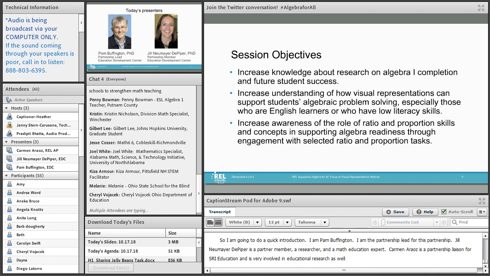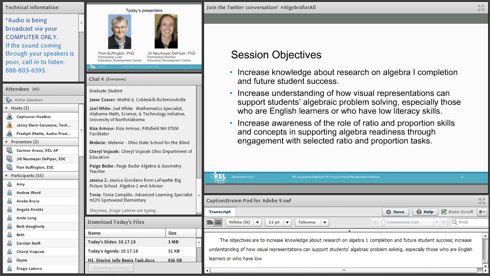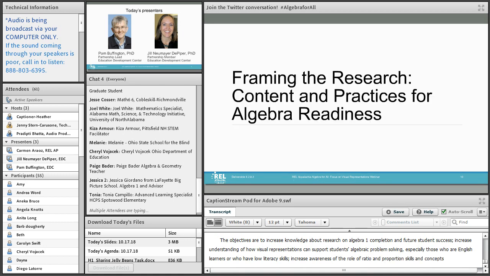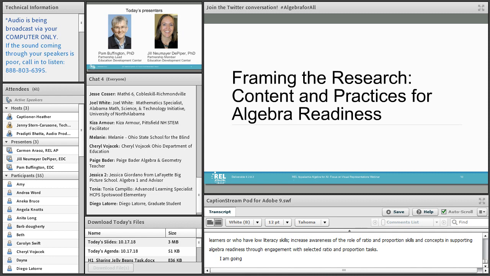The objectives are to increase knowledge about research on Algebra 1 completion and future student success, increase understanding about how visual representations can support students' algebraic problem solving, especially those who are English learners or who have low literacy skills, and increase awareness of the role of ratio and proportion skills and concepts in supporting algebra readiness through engagement with selected ratio and proportion tasks. So I'm going to hand it over to Dr. DePiper to talk about current research on content and practice for algebra readiness.